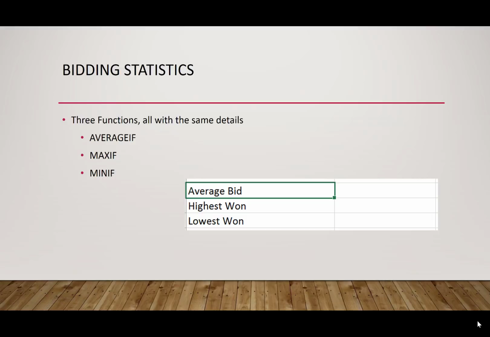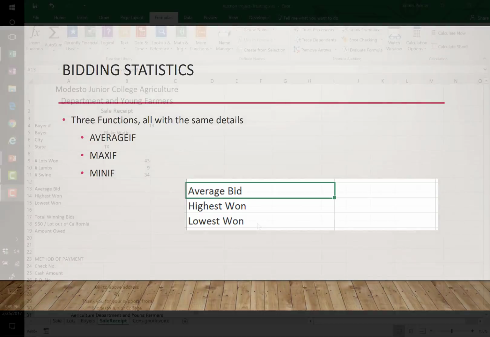For these next 3, we're going to use functions that are a little bit of a variation on something you've used before. The average function, the maximum function, and the min function. But in this case, there's an if tossed on the end of it. Because what we're looking for is we don't want the average of all the bids. This is on their receipt, so we want to see just the average of what they've done. We also don't want the highest and lowest of all. We just want to see their highest and lowest. So we're going to try to bring all those together using these average if functions, max if, min if function.